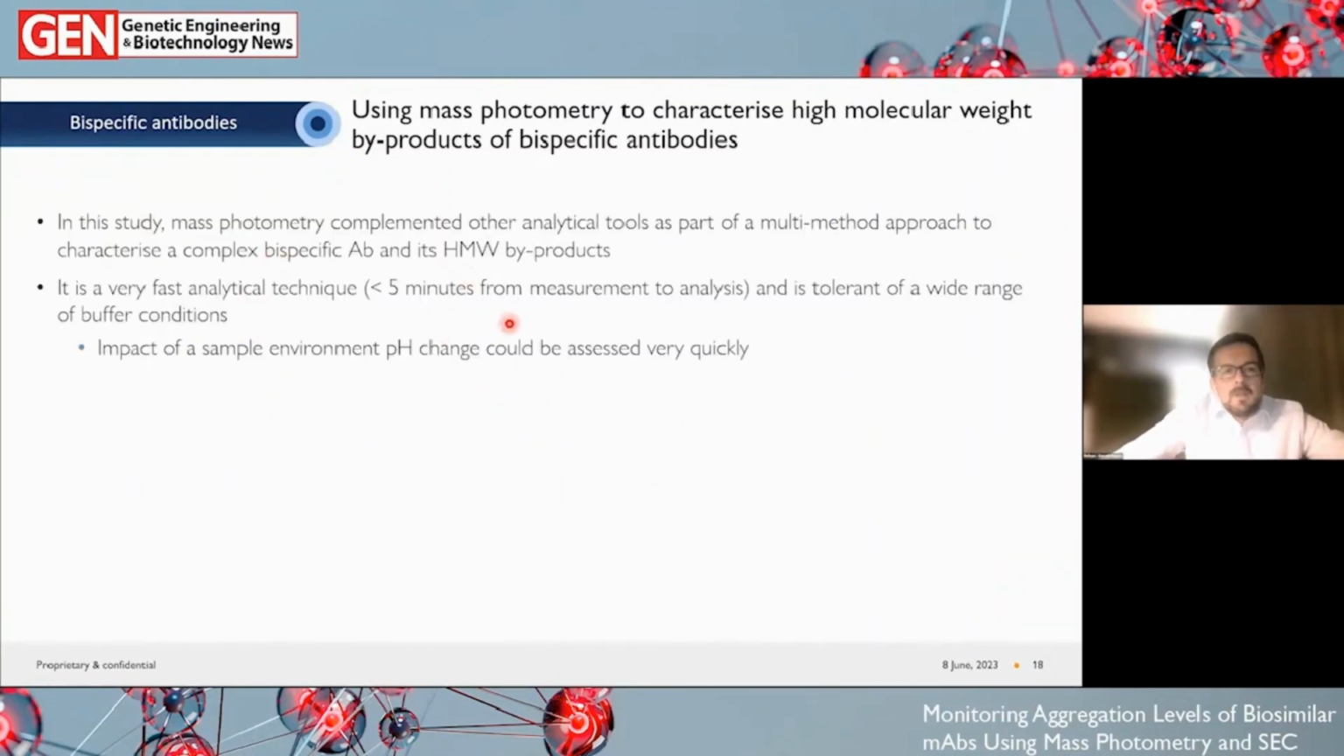So in this particular study, mass spectrometry complemented other analytical tools as part of a multi-method approach to characterize a complex bispecific antibody and the high molecular weight byproducts. It's a very fast analytical technique, just under 5 minutes from measurement to analysis per sample, and is tolerant of a wide range of buffer conditions. So in this particular case, the impact of a sample environment pH change can be assessed very quickly without having to do a lot of optimization.